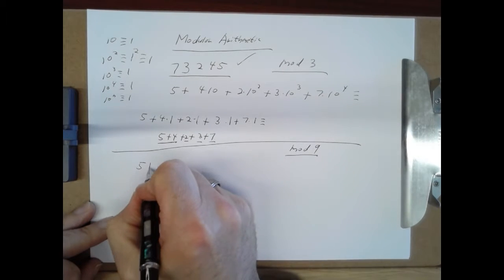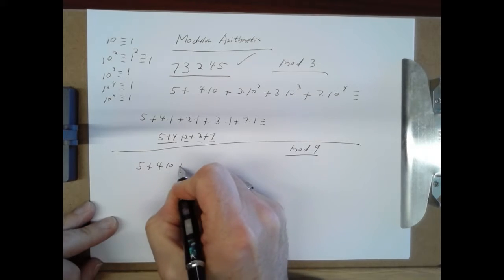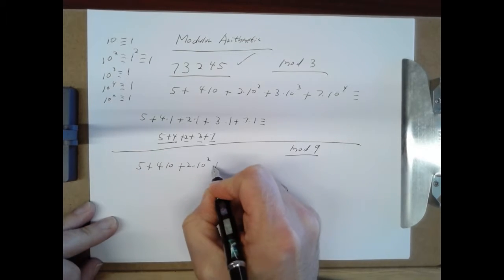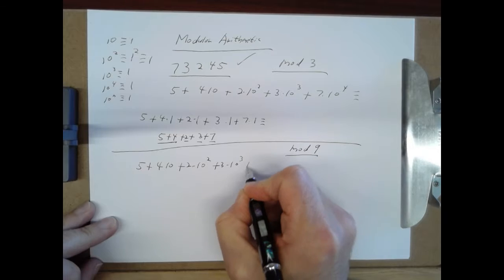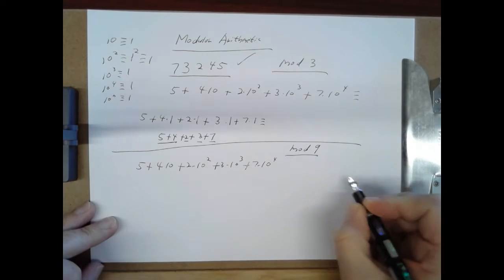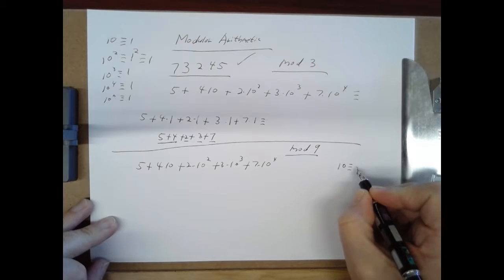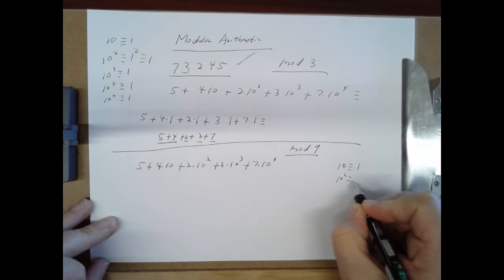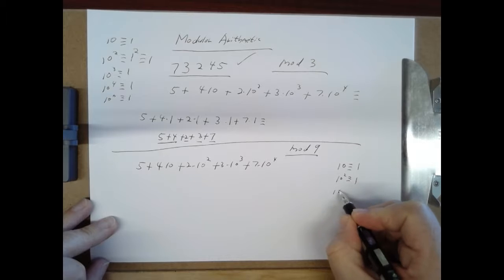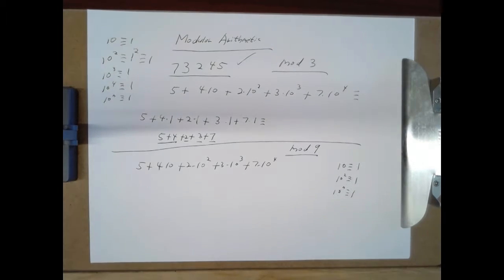This is 5 plus 4 times 10 plus 2 times 10 squared plus 3 times 10 cubed plus 7 times 10 to the 4th. Well, what is 10 congruent to modulo 9? 1. So what's 10 squared? 1. What's 10 to the nth? 1. Same thing happens.